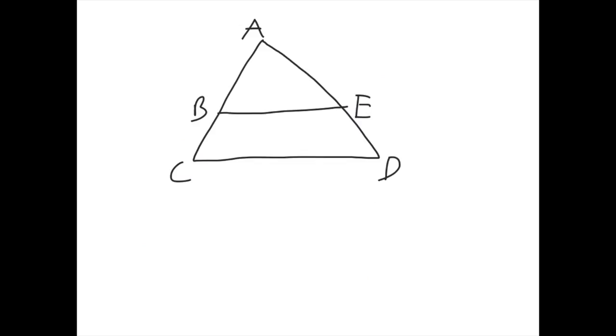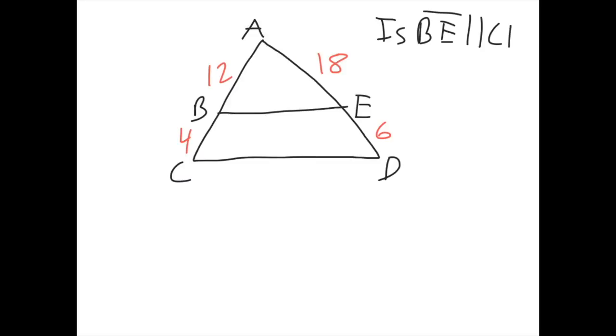All right, one more example. So here we have that CB is 4, BA is 12, AE is 18, and ED is 6. And what I want you to tell me is, is BE parallel to CD? And this is where the converse of the theorem that I gave you comes in.